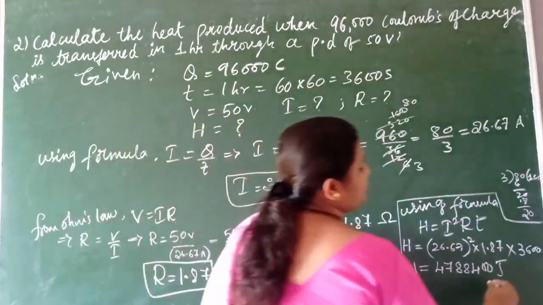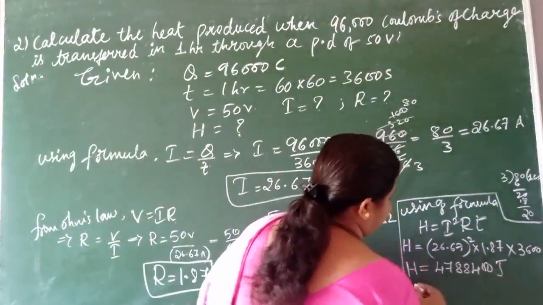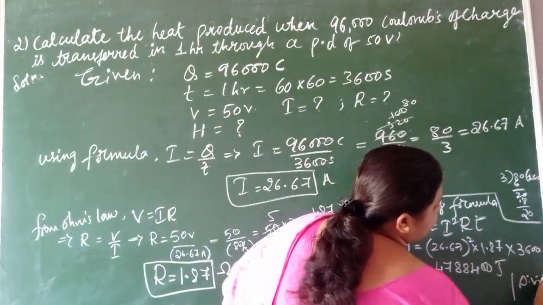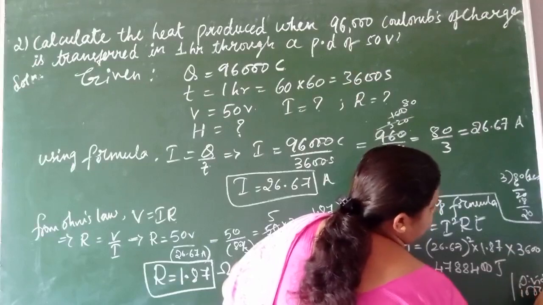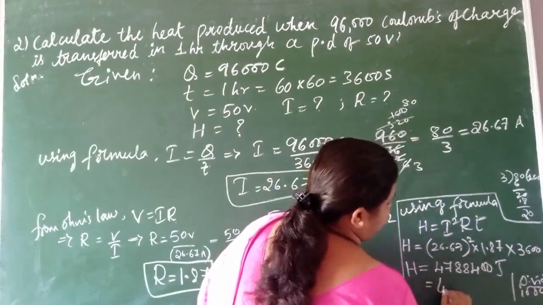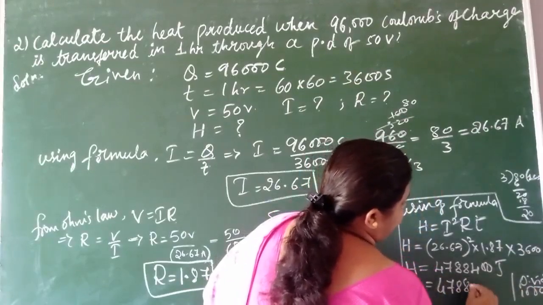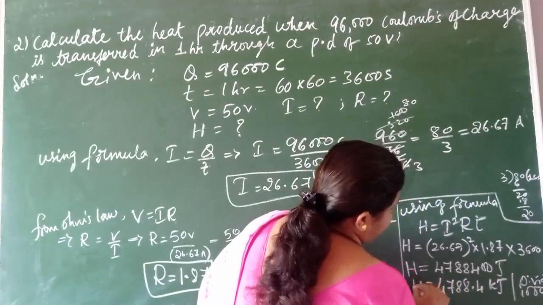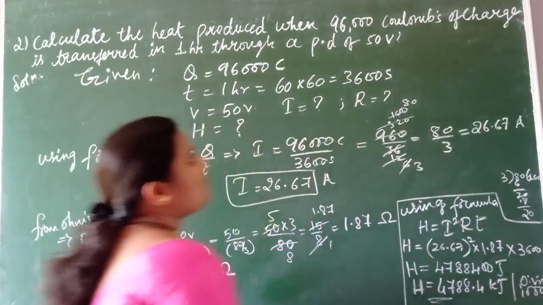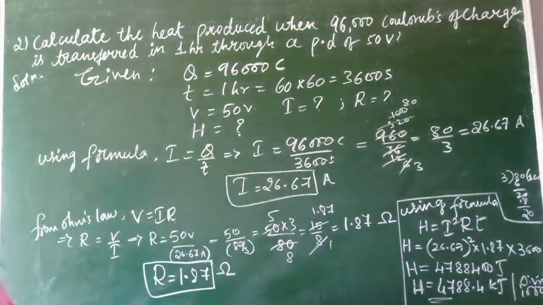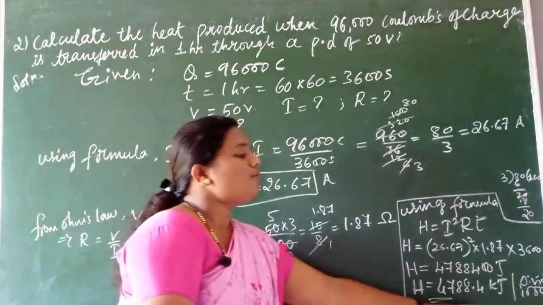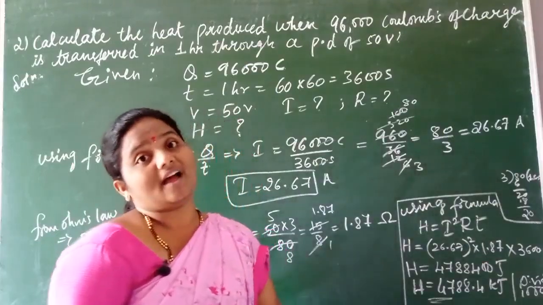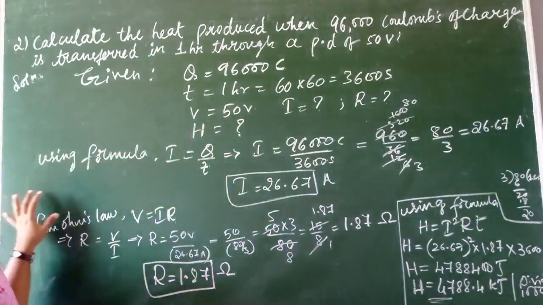Suppose we want it in terms of kilojoules, isn't it? Then divide by 1000, and you will get 4788.4 kilojoules as the H value, children. So the heat produced is how much? 4788.4 kilojoules of heat is produced here. Got it, children? Yes, this is very simple.